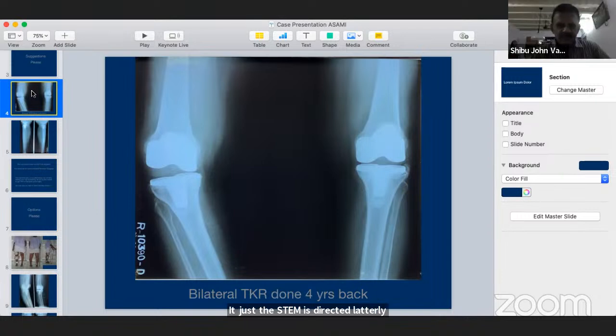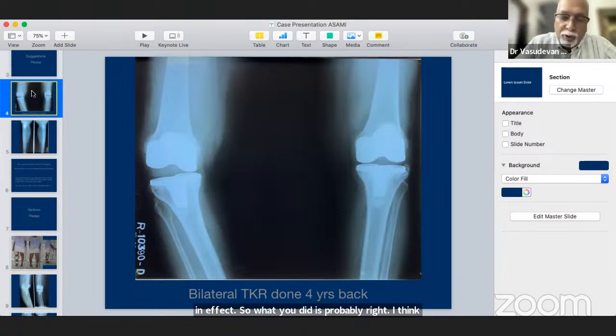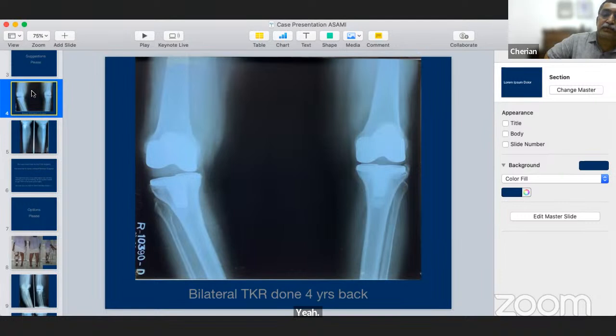Yeah, it is. So, in effect, it's a varus deformity. What you did is probably right, I think. Yeah, that is the right approach. What is stretching the lateral ligament? That is the malposition of the tibial component.